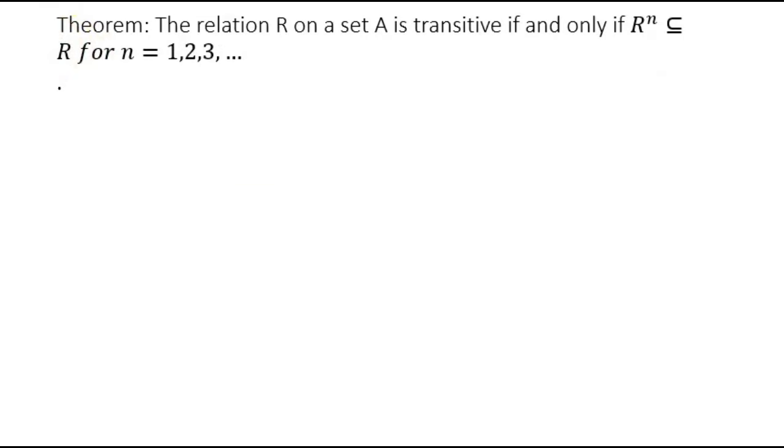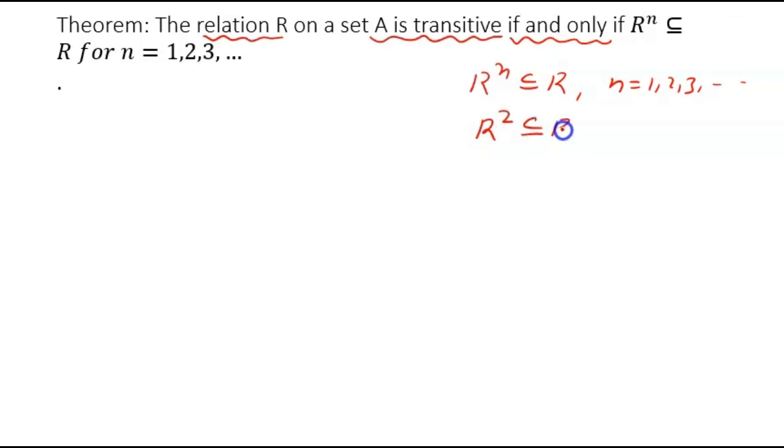Now there is one important theorem which you should know, that the relation R on a set A is transitive if and only if R to the power n is a subset of R for n equal to 1, 2, 3 and so on. So in case I have to show that a relation is transitive, and if I have somehow shown that R square is a subset of R, then we can conclude that this relation is a transitive relation. So this theorem, I think you should try it, right?